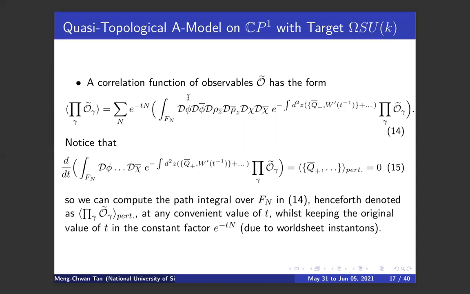So you can see that this part is independent of t, and so we can compute this correlation function of observables with any convenient value of t. But we can still keep the original value of t on the outside the same. So this is the part which keeps the worldsheet instanton number, and that is the premise of quantum cohomology, and you have this term here, as in the usual topological A model. So this is the nice thing: we can compute this for any value of t.